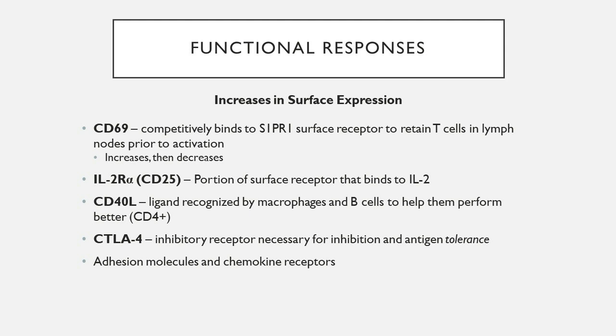As discussed before, we talked about CD40 and CD40L. Lymphocytes in this case have the ligand, and it's this ligand that's recognized by macrophages and B cells to help the lymphocytes, in this case CD4 plus T cells, carry out their functions. And then also there's CTLA4, an inhibitory receptor that's necessary for inhibition and antigen tolerance. This also gets increased in expression. In addition to that, there are also adhesion molecules, chemokine receptors, things to help the T cells navigate to their destined locations.